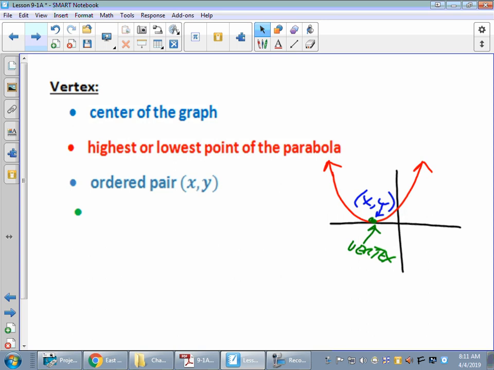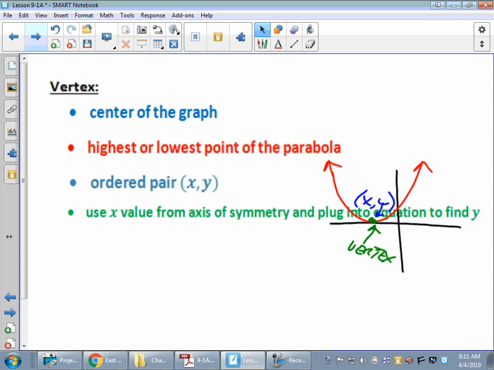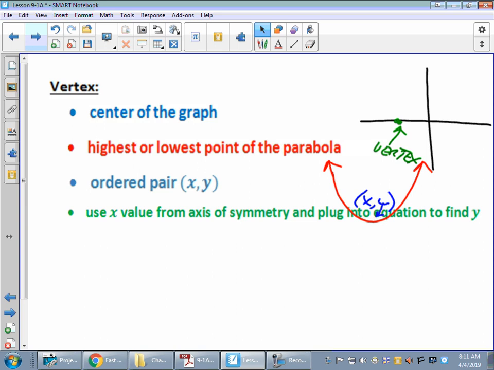And finally, to find the vertex, you're going to use the axis of symmetry and plug it into the equation to find y. So I'm just going to move all this stuff up here just so you can see that a little better.